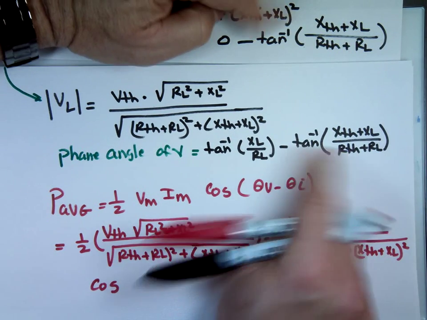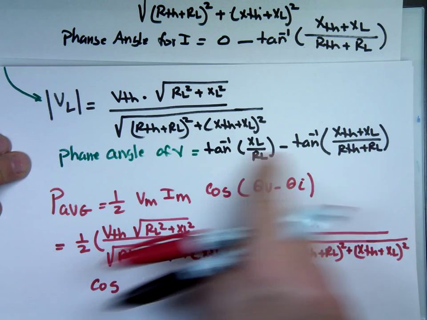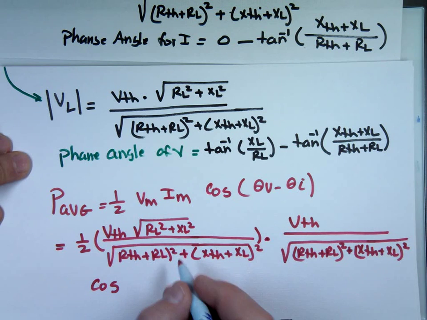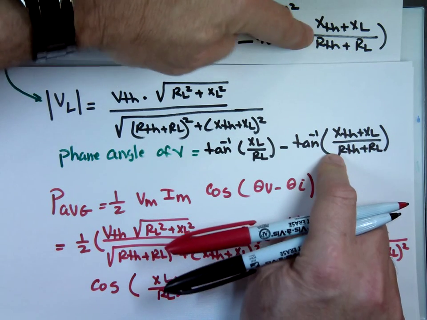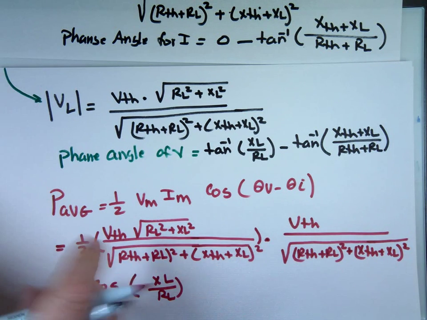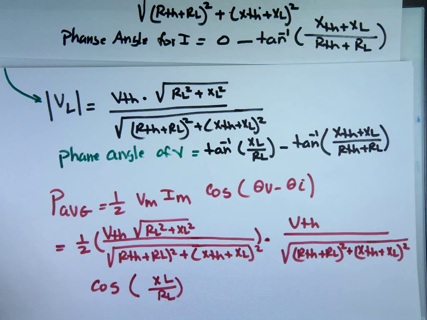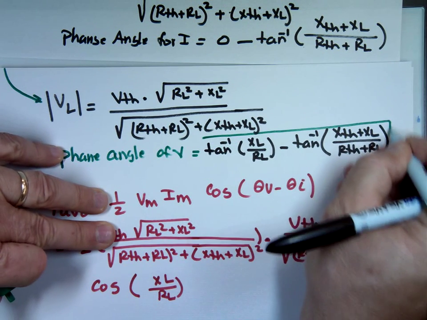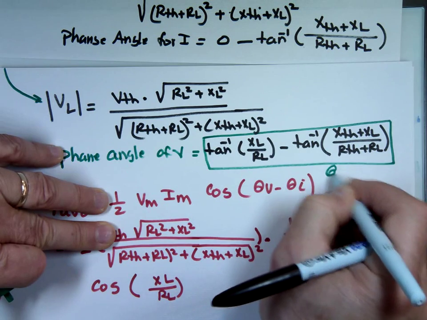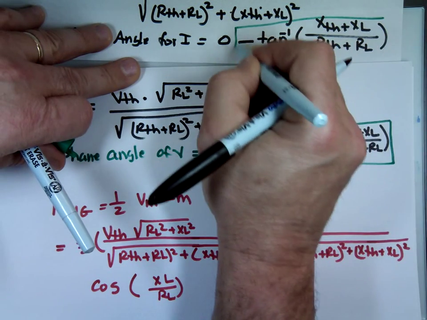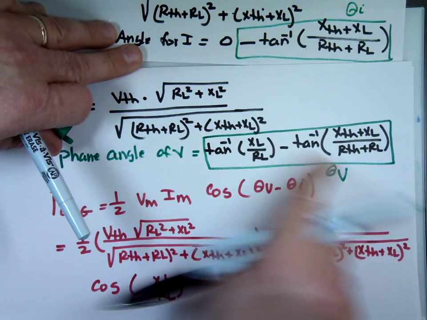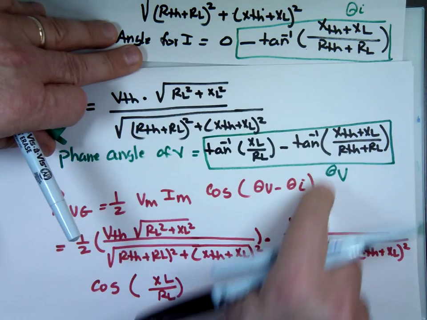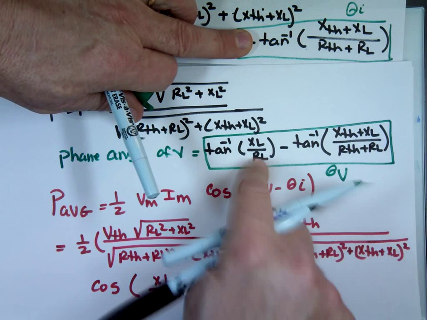Guess what's going to happen? When you take this angle minus that angle, what's the result? XL over R sub L. This piece will cancel that piece. It's the same thing. See it? So this angle is theta V. This is theta V. And this is theta I. When you subtract them, this one minus a minus is going to make that a plus. This one plus that, these two pieces will cancel, and you end up with that piece alone.